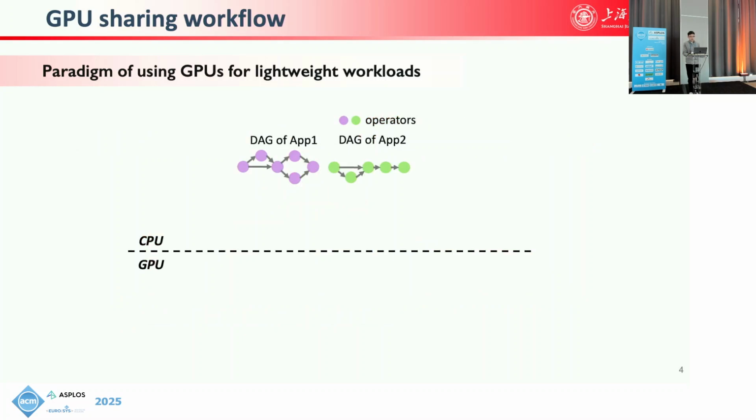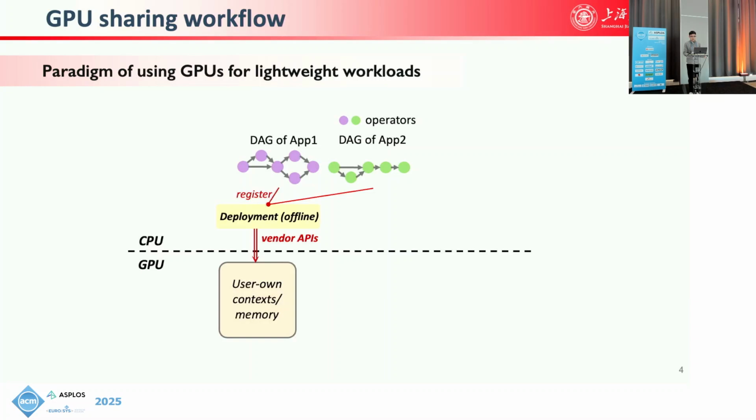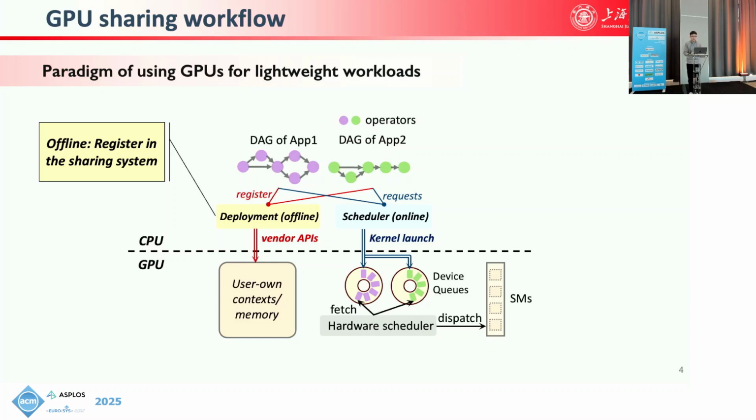The entire workflow of our GPU sharing system is divided into two main parts. First, at the deployment stage, applications register with the sharing system, establish their own contexts, and allocate device memory on the GPU. This is essentially the offline preparation phase. Then at runtime, when co-located applications need to use the GPU, they submit requests and launch their kernels to the GPU. By default, the hardware scheduler fetches these launched kernels from the device queues and dispatches them onto the streaming multiprocessors. However, once the kernels are launched onto the GPU, we lose direct control over their execution, as their behavior is entirely managed by the hardware scheduler.